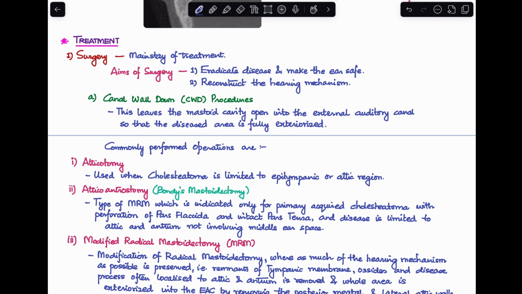Now, the aim of the surgery is over here two things. First would be to eradicate the disease and make the middle ear safe. You have to remember this term. You have to make the ear safe. This is very, very important. Now, once this aim has been achieved, the second aim would be to reconstruct the hearing mechanism. Now, there are two different ways to do it. There are procedures which are known as canal wall down procedures, and then there are procedures known as canal wall up. Now, first we'll discuss a little about the canal wall down procedures.